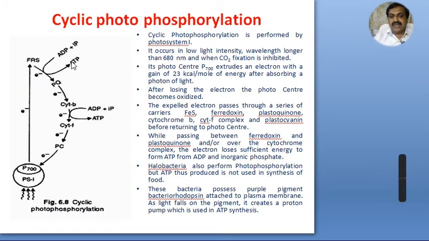So one of the ATP is formed when the electron is between FRS and plastoquinone, and another ATP is formed by one more photophosphorylation process when the electron passes between cytochrome B6 and cytochrome F. So ultimately, two ATP are formed during cyclic photophosphorylation.